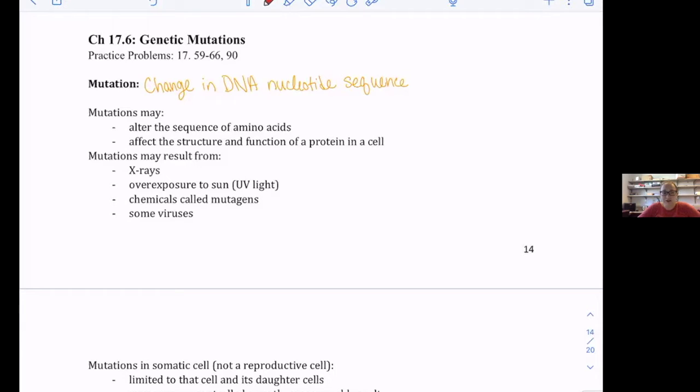Mutations also could be caused by overexposure to sun. That's how you get skin cancer, from excess UV light, not wearing sunscreen, which overexposes you to sun and mutates your DNA. Additionally, you can have chemicals called mutagens. There are specific chemicals that actually will change your DNA, which are very dangerous, and you have to be really careful when you're working with them. And some viruses can also cause genetic mutations.